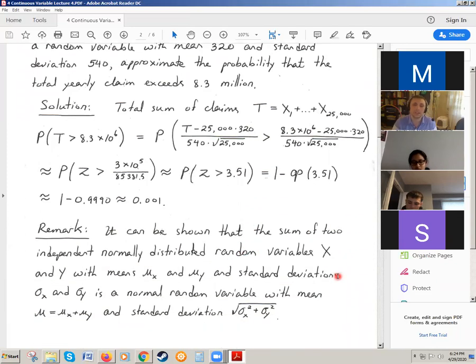Another thing that can be demonstrated is that if you have two random variables, x and y, and each of them is normally distributed, with means mu x and mu y, and standard deviations sigma x and sigma y, then the sum x plus y is also going to be normally distributed, with mean equal to the sum of those means, but standard deviation equal to the square root of the sum of the squares of the standard deviations.